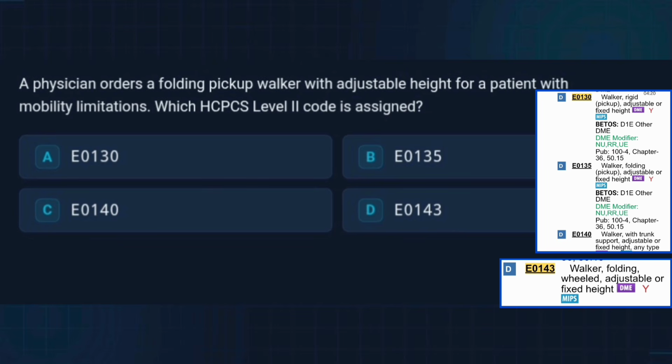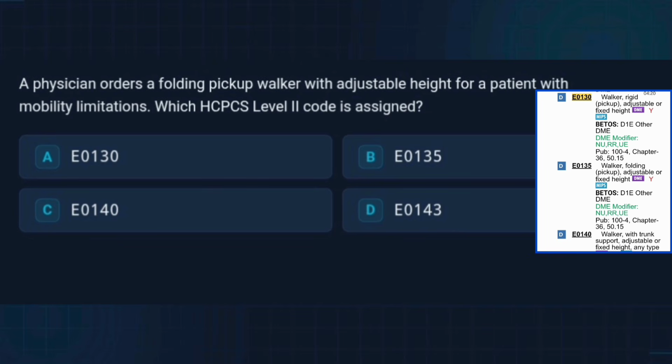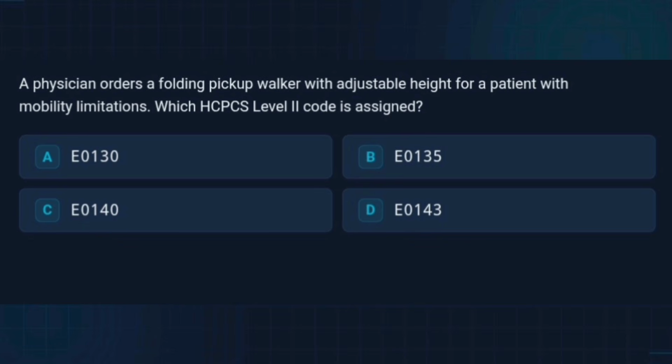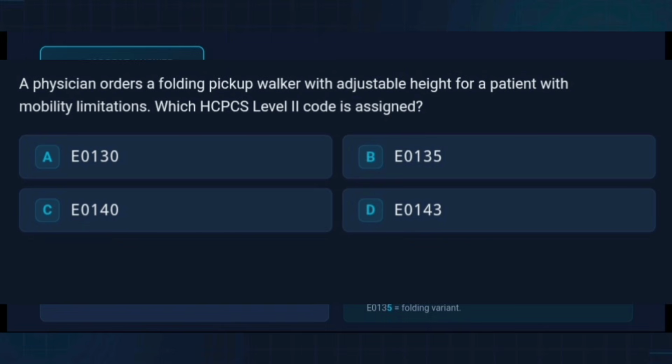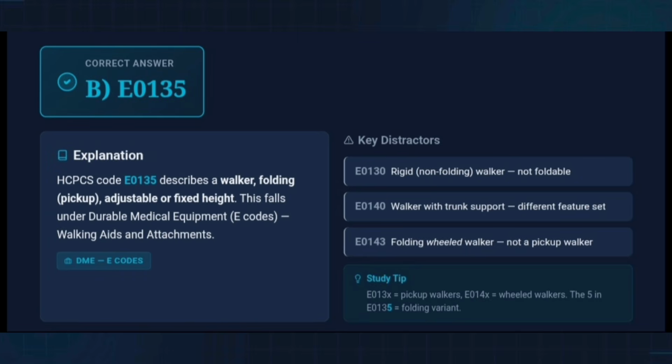Now let us read the question. A physician orders a folding pickup walker with adjustable height for a patient with mobility limitations. Which HCPCS Level II code is assigned? So which code is correct? The correct code is E0135, that is option B, because it is for walker, folding, adjustable or fixed height. In the question they have mentioned folding pickup walker, right? So it is matching with the question.